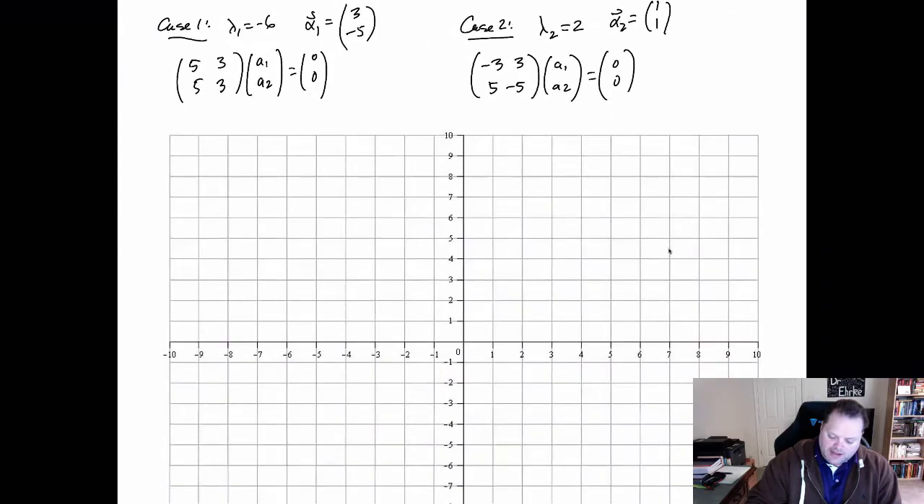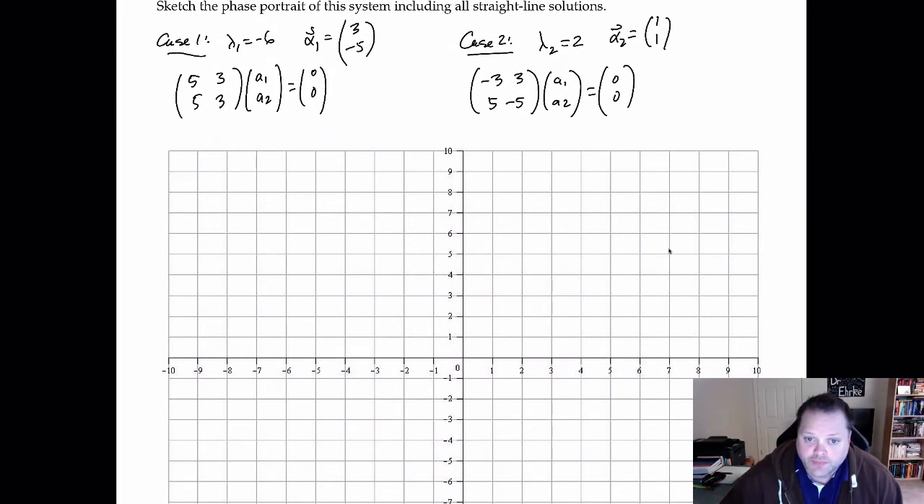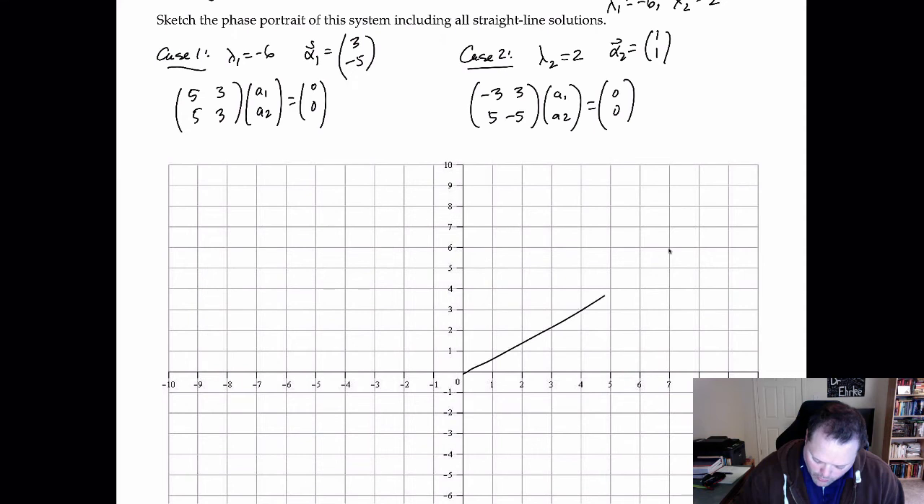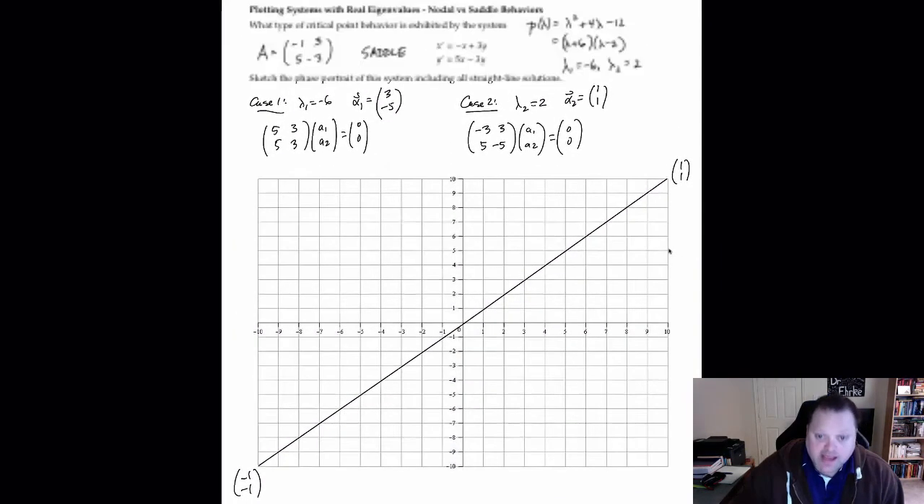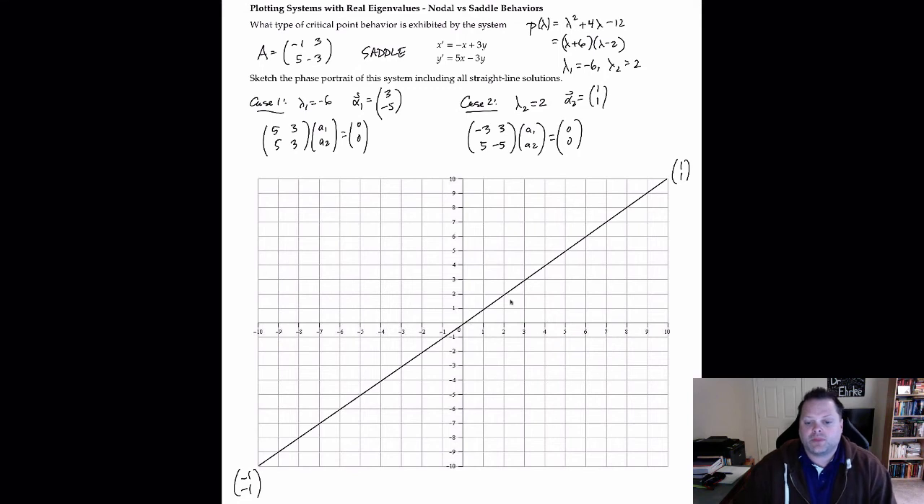All right, let's plot our eigenvectors real quick. The first eigenvector, 1, 1. Right here, there's my eigenvector 1, 1. I'll plot its negative as well, -1, -1. Now let's ask, along these lines, do we come in toward the origin or do we go out away from the origin? And the answer is neither. Some of them we come in, some of them we come out. You've got to test each one.